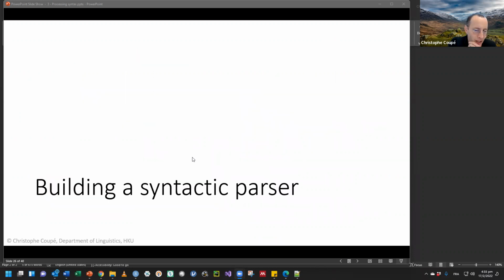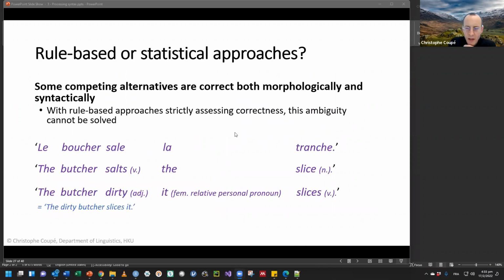How can we build a syntactic parser? How do we do that? I've told you before, you have rule-based approaches and you have statistical approaches. And that's true for many things in natural language processing. And now beyond that, if you do machine learning, you have some rule-based approaches and you have statistical approaches. A PCA, principal component analysis, it's a rule-based approach. A deep neural network, that's a statistical approach.